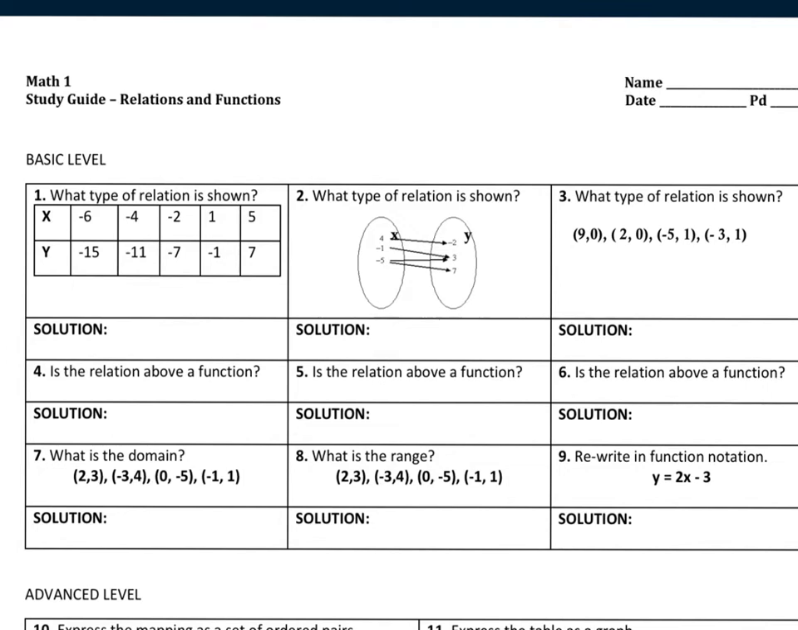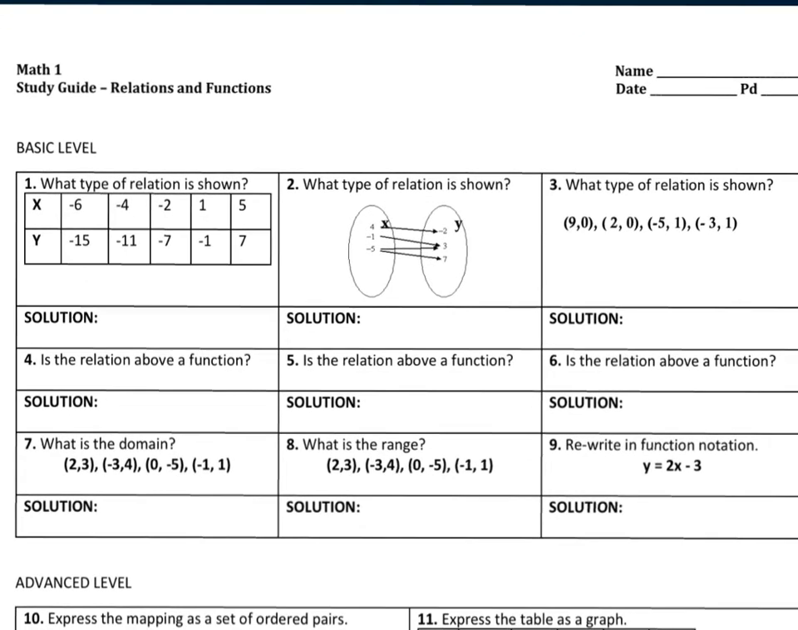Questions 1 through 3 are asking you to determine whether the information that they gave is expressed in a mapping, a table, an ordered pair, or a graph. So looking at number 1, I can see my x and my y is displayed in a nice pretty table. Therefore, I know that the first one is a table.